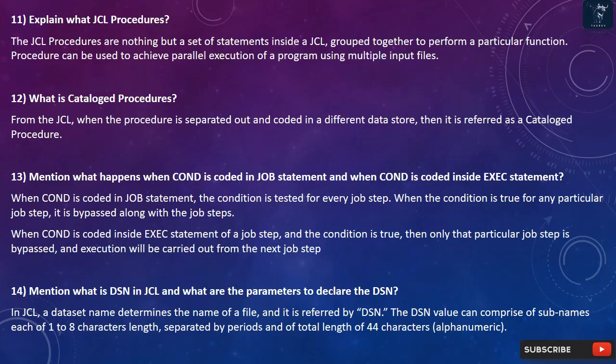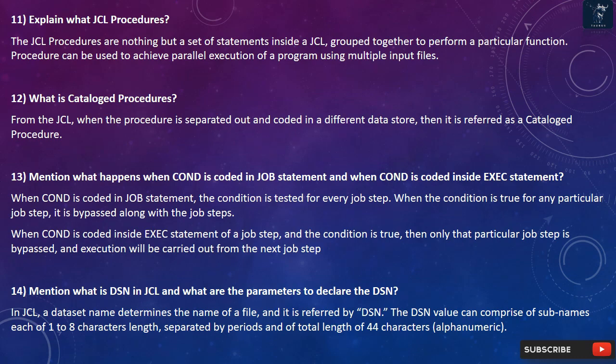13. Mention what happens when COND is coded in the JOB statement and when COND is coded inside the EXEC statement. When COND is coded in the JOB statement, the condition is tested for every job step. When the condition is true for any particular job step, it is bypassed along with the remaining job steps. When COND is coded inside the EXEC statement of a job step, and the condition is true, then only that particular job step is bypassed, and execution will be carried out from the next job step.